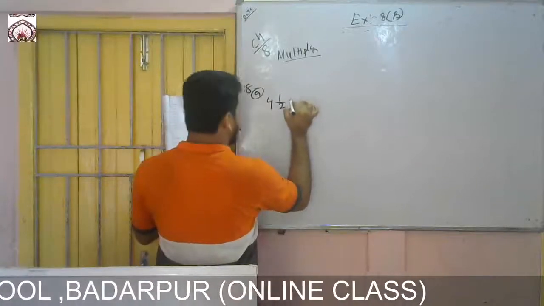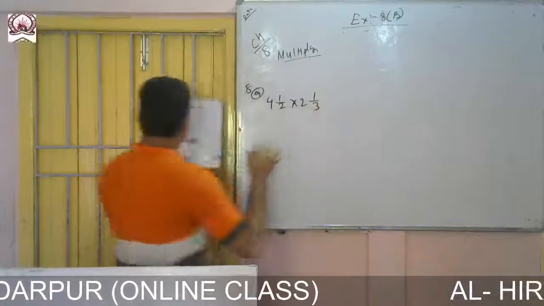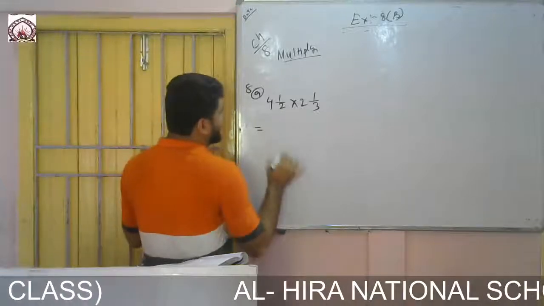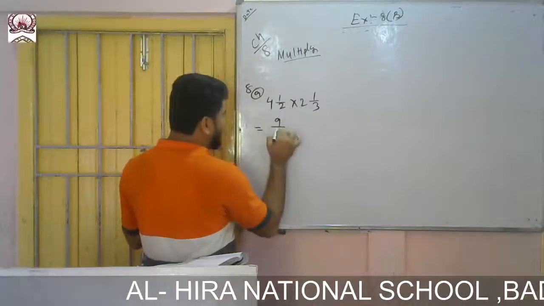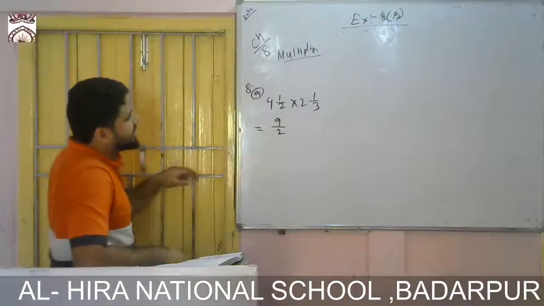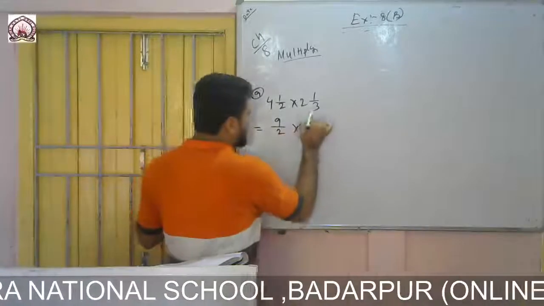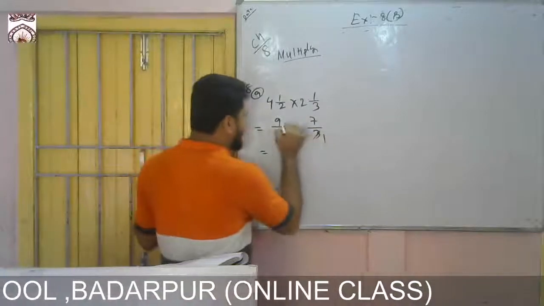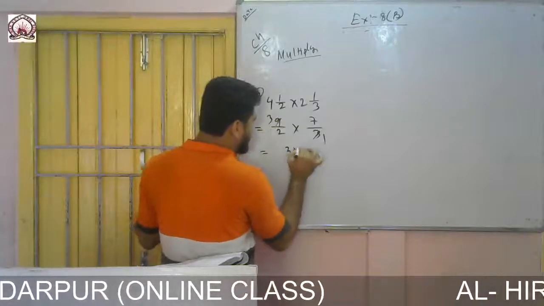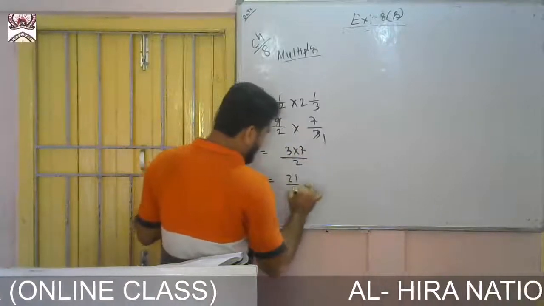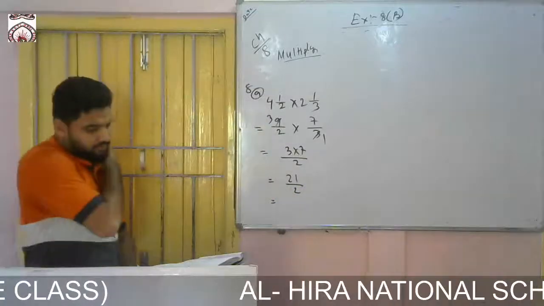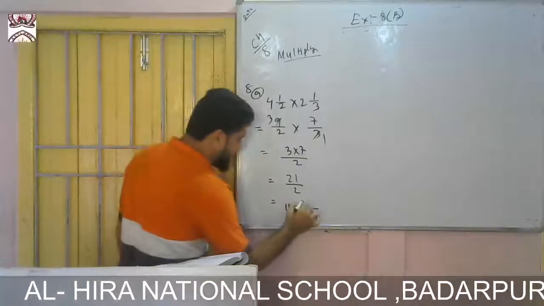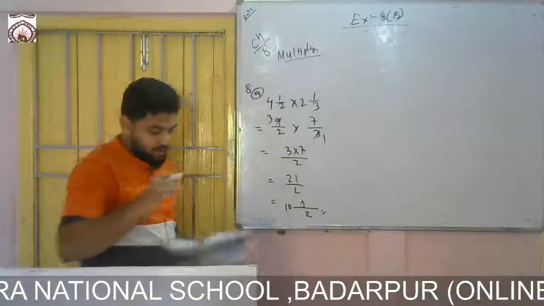4 1 by 2 into 2 1 by 3. So it will be what? 4 2s are 8 and 1 9. Then upper numerator 1, 9. 9 by 2 into 2 3s are 6, 7 by 3. Now what? Yes, they get cancel. 3 1s are 3, 3 3s are 9. Remain 3 into 7 by 2. So 21 by 2. So it will be 10 2s are 20. Remain 1, 10 1 by 2. Okay.